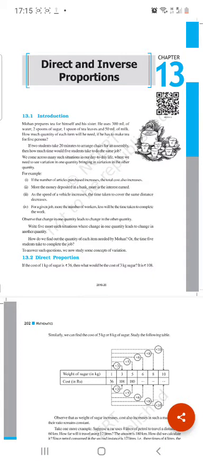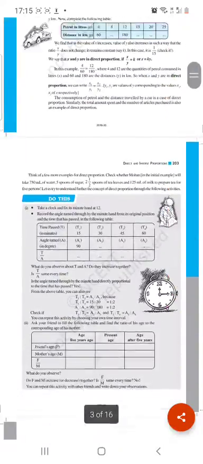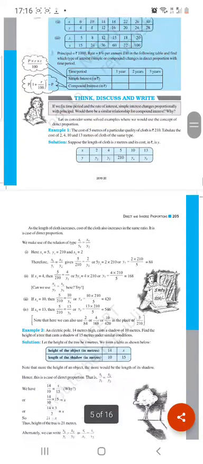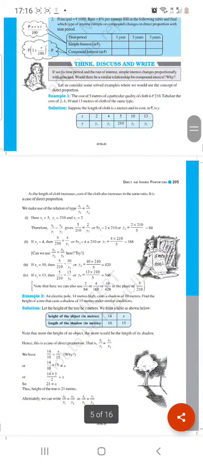Hello everyone. So we have already learned about the basics of direct and inverse proportions. Today in this video we will be looking at a few questions so that you will be able to understand direct proportions and inverse proportions in a better way, and apply the formulas and the basic knowledge you have in solving the problems.